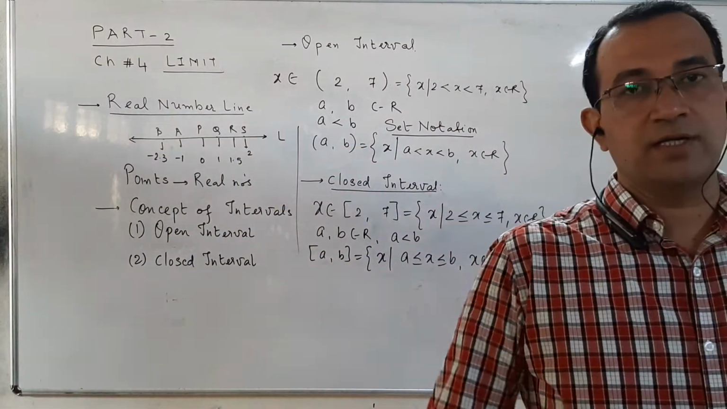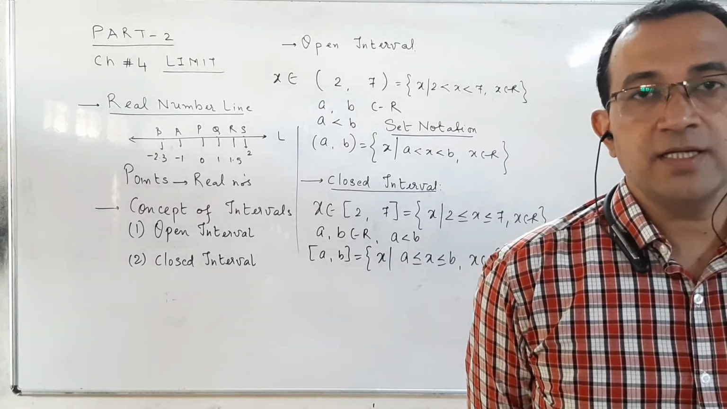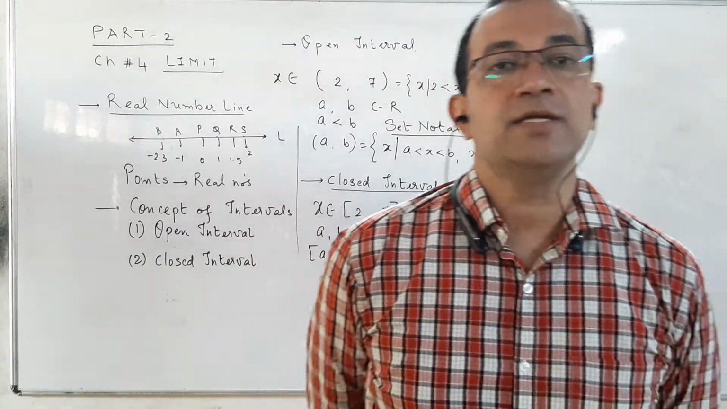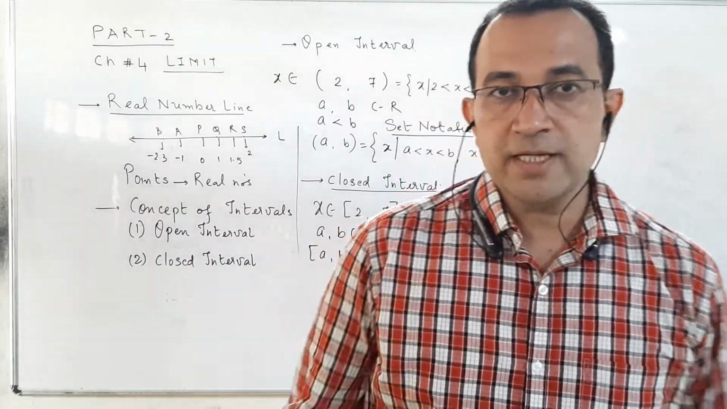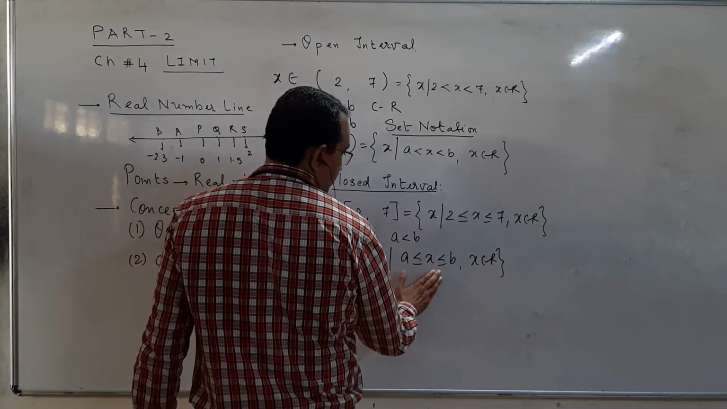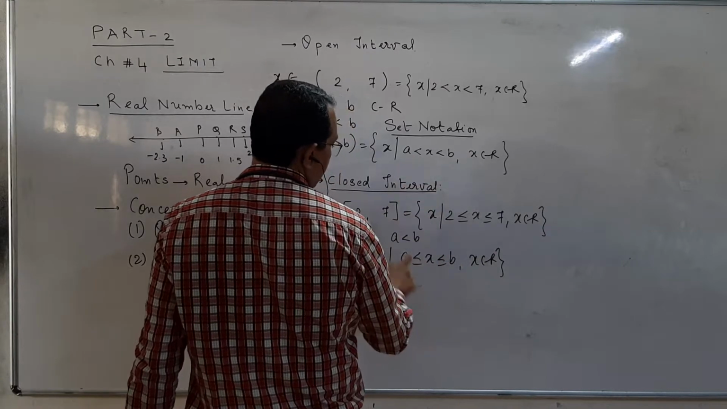Then the closed interval. Let A and B be any real numbers, A < B. The set of real numbers lying between A and B, including A and B, is called the closed interval AB. Set notation is x such that A ≤ x ≤ B, where x belongs to R. Here only less than, here equal to.